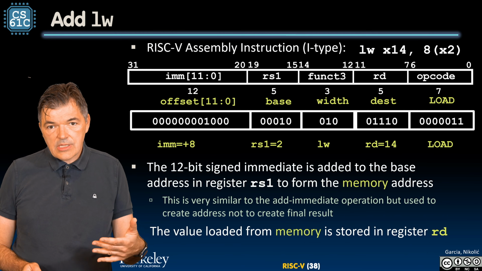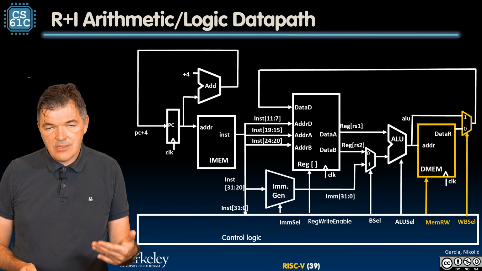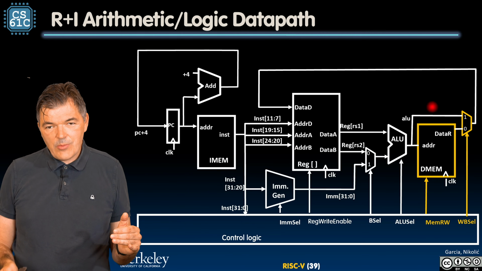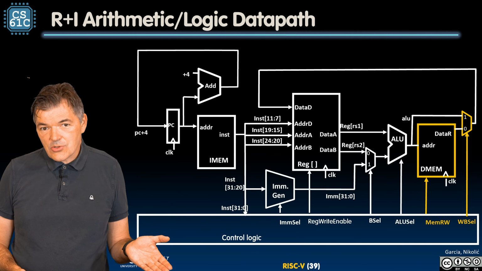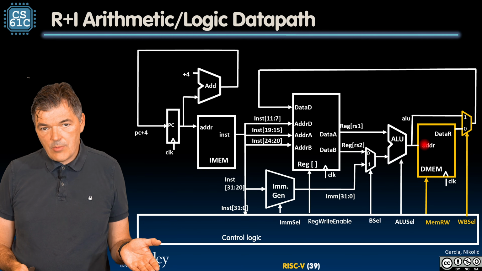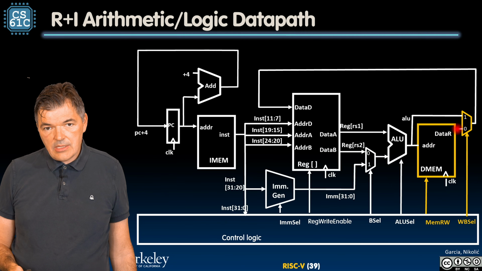Well, the first part looks exactly the same as what we have seen already in I-types, shared with R-types, except that we need to have memory back in the picture. So memory is right here, and it shouldn't be a surprise. We point to an address in the memory where we would like to read the data from, and that data appears at the data R port. We'll take that value from the data R port and write it back into the destination register.